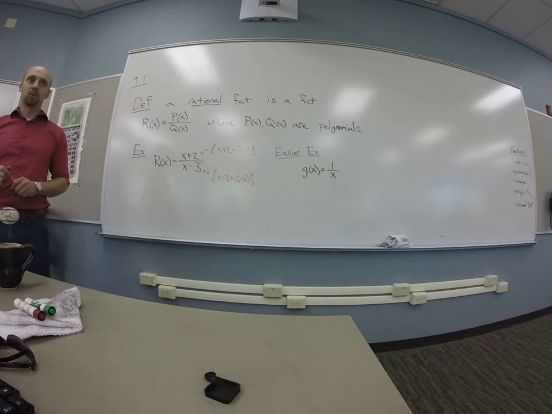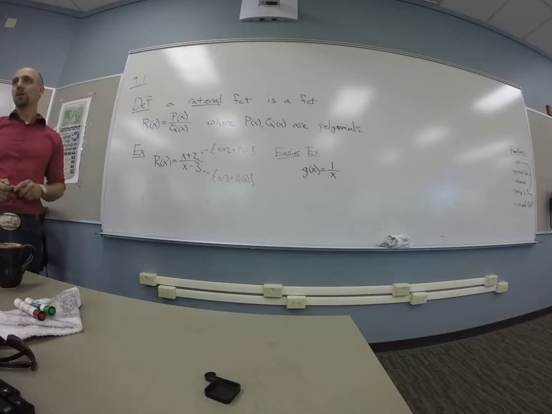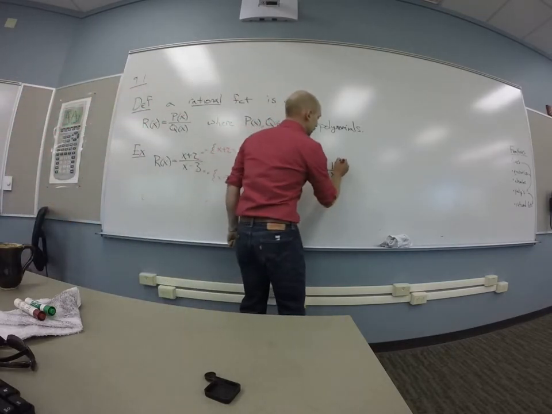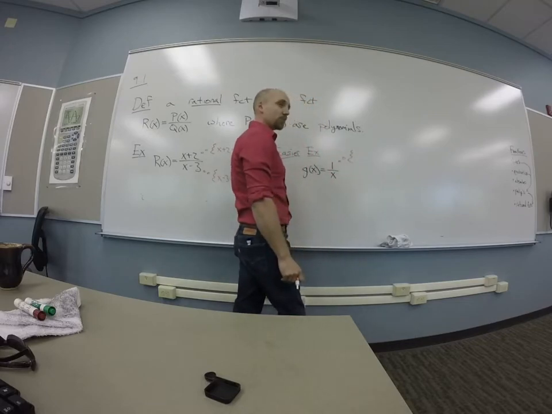You guys remember this one? We talked about this just a second ago. We said that before this wasn't a polynomial. Now I'm telling you this is a rational function. We should convince ourselves that there's a polynomial on top and a polynomial on the bottom. I'm thinking up here, 1 is a polynomial.